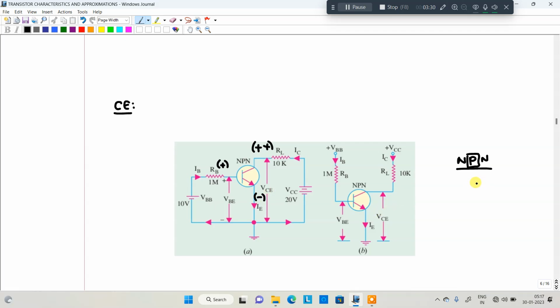All of you clearly understood? Based on this, don't memorize it by heart; I will give the logic here. In the case of NPN, what is the middle letter? P. The middle letter P means positive. So the collector as well as the base are both positive with respect to the emitter.